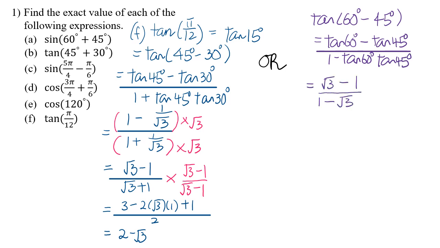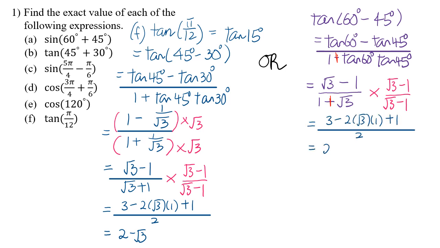Okay, so here you see that we actually end up, oh, I made a mistake here, sorry. So that's why you have to be very careful when you use the formula. Tangent A minus B, so it's tangent A minus tangent B over 1 plus tangent A tangent B, so it's 3 plus. Okay, the next thing is I rationalize it, which I will end up getting the same answer.